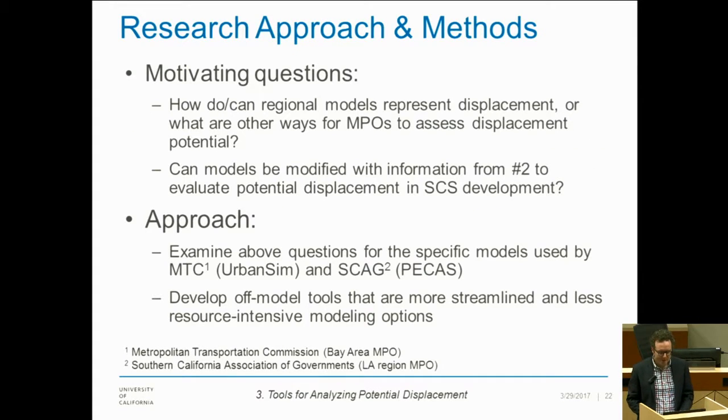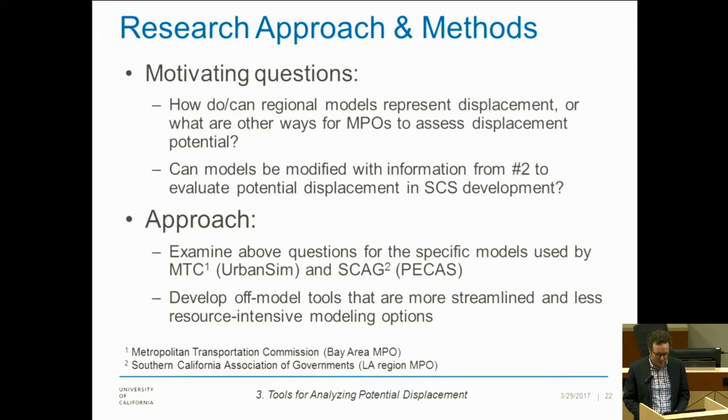The background here is that metropolitan planning organizations use these large integrated forecasting models to project the greenhouse gas impact and the housing impact of different policy scenarios. And we wanted to see whether these models could also track displacement impacts as well.